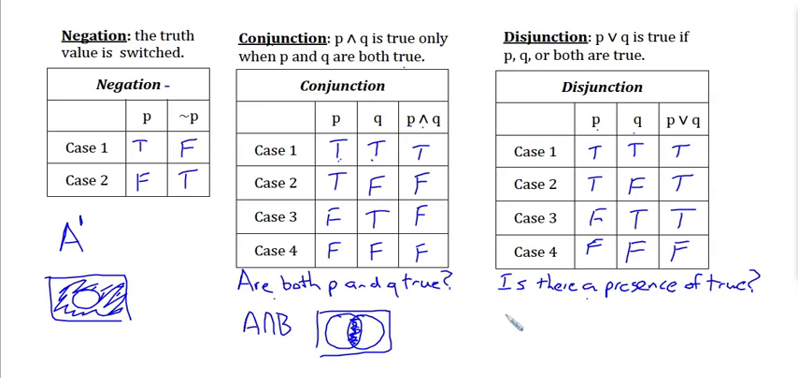For a disjunction, this is just like our union in set theory. So looking at this right here, it can be here, or it could have both, or it could be here. So the presence of true is going to make this true, and so the union and the or in logic end up being the same. Okay, so hopefully that helps kind of put this in perspective a little bit more. So let's go ahead and try and actually complete some truth tables now.